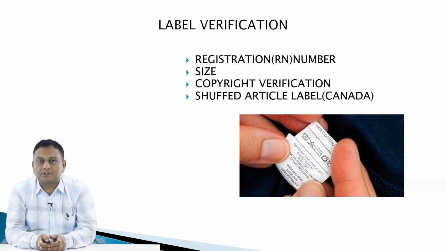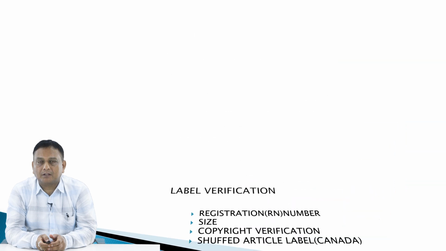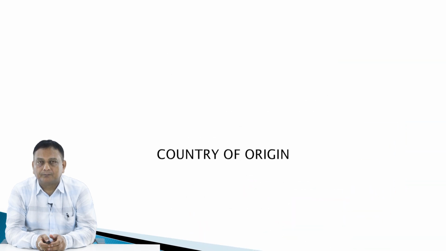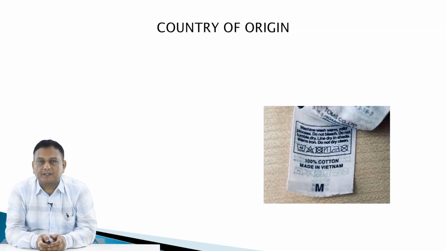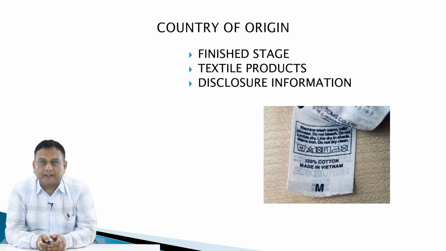In that he has to see the registration number, size, copyright verification, and if it is a stuffed article label, we have to see what things are there in the label. Country of origin is also another important area, where this garment has been produced, and finished stage textile products and disclosure of information. These are the three areas that need to be seen where the origin is concerned.